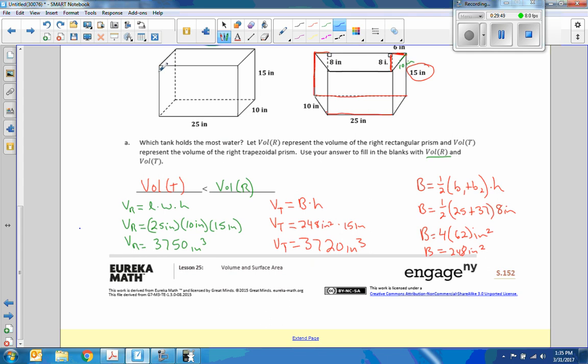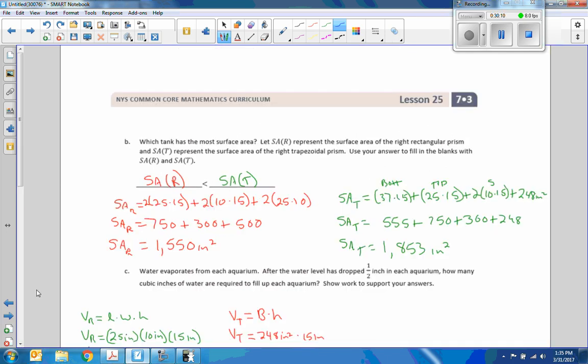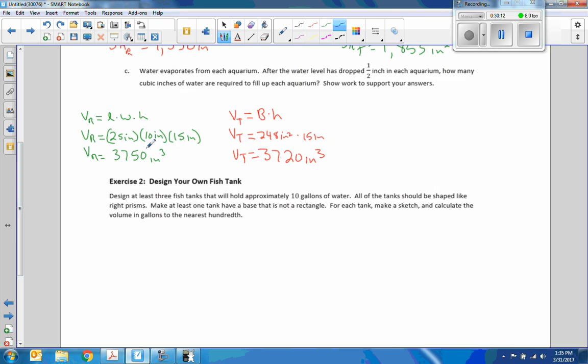What they're saying is the water level drops 1/2 inch in each tank. So if the water level dropped 1/2 inch in each tank, this 15 is now, you guessed it, 14.5 inches. And this 15 is now 14.5. And this 15 inches is now 14.5. So I've just copied all my work over to here. And I am just simply going to change this to 14.5 inches. And I'm going to change this one to 14.5 inches.